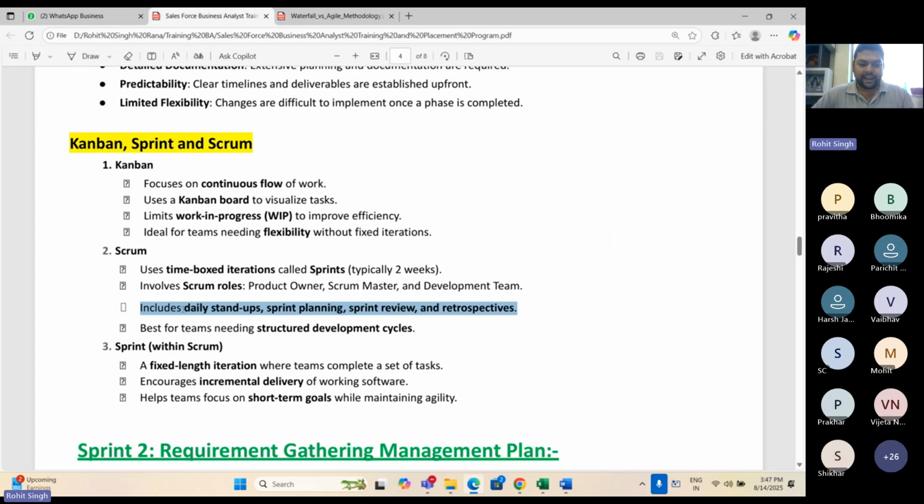These are a kind of meetings that we are doing so that we can have continuous growth. Daily stand-ups, sprint planning, sprint review, and retrospective. It is best for the structured team, structured development cycles, where we have our sprint properly planned and structured.